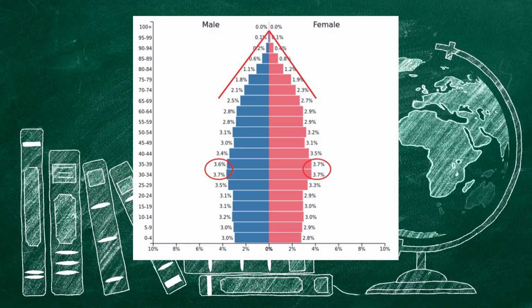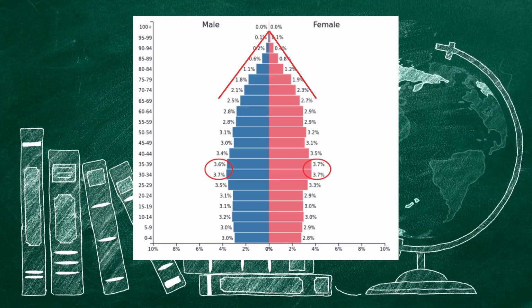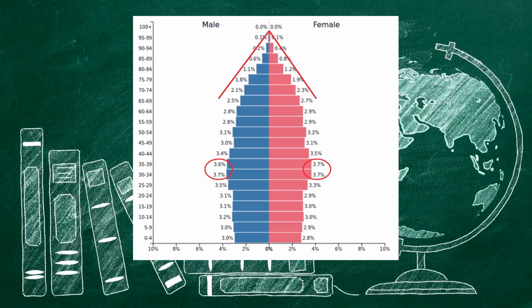It's normal that there are about as many men as women, and you would expect that there are more younger people as it's more common to pass away when you become old. But all of this isn't always the case. Let me show you some interesting examples.